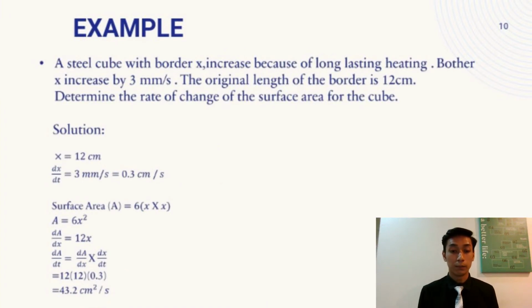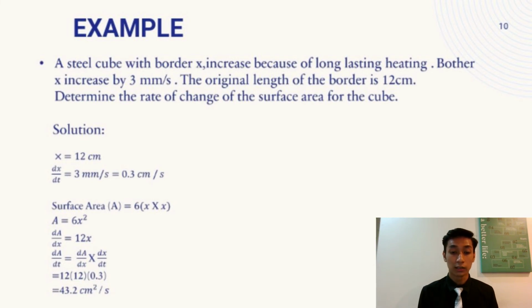Okay, for example, a steel cube with border x increased because of long-lasting heating. Border x increased by 3 mm per second. The original length of the border is 12 cm. Determine the rate of change of the surface area for the cube.